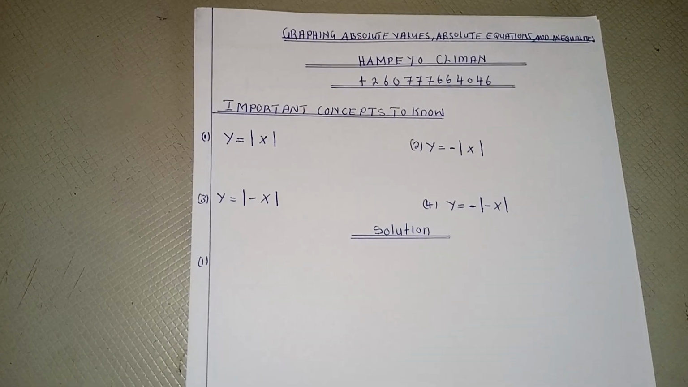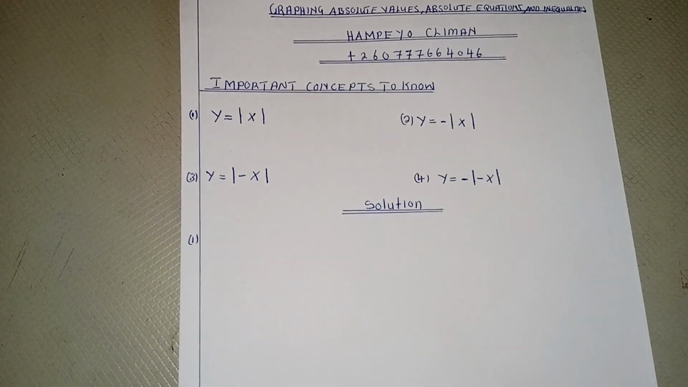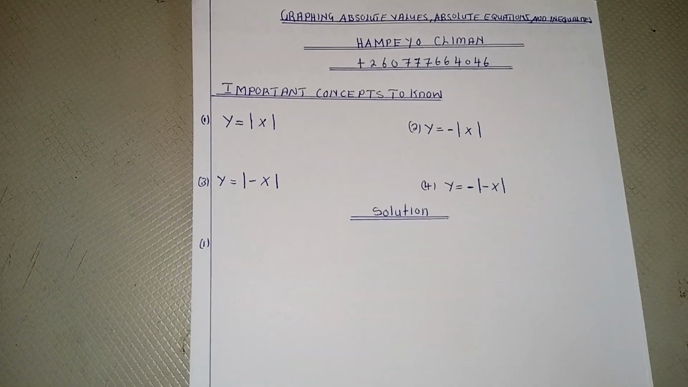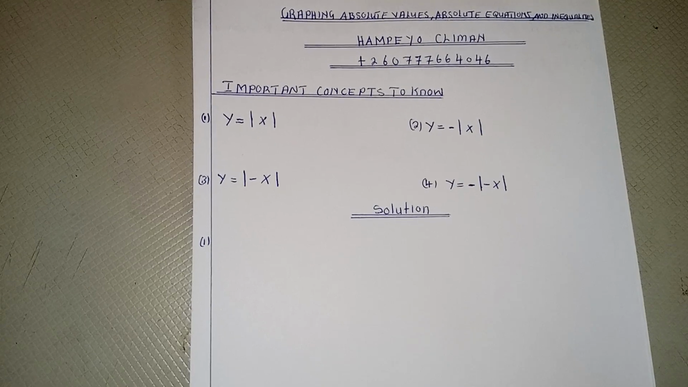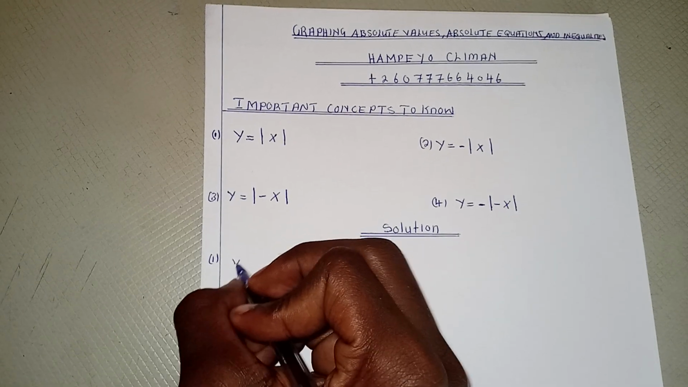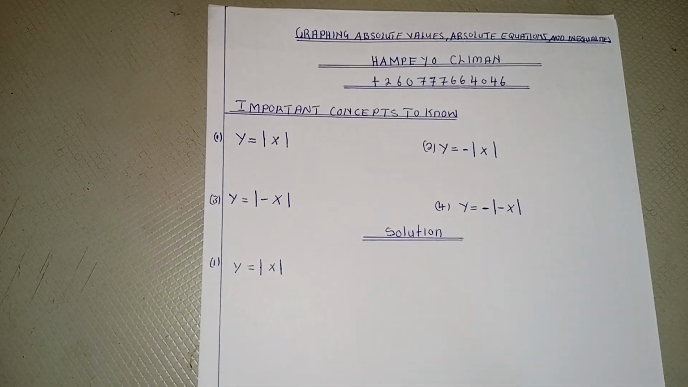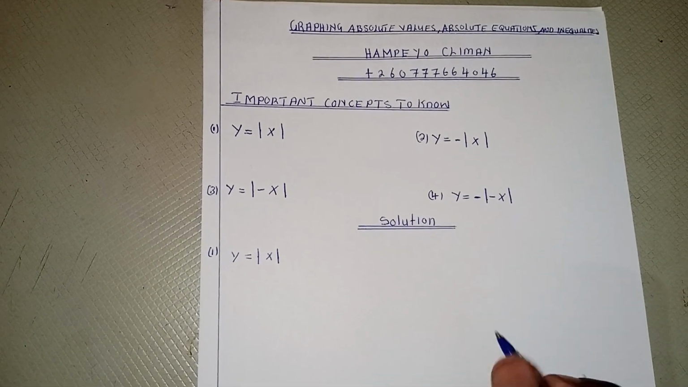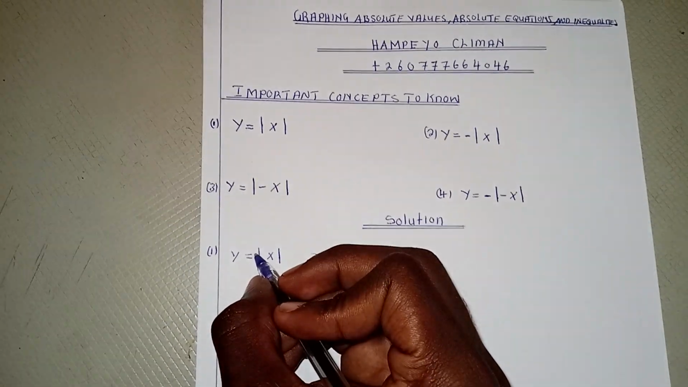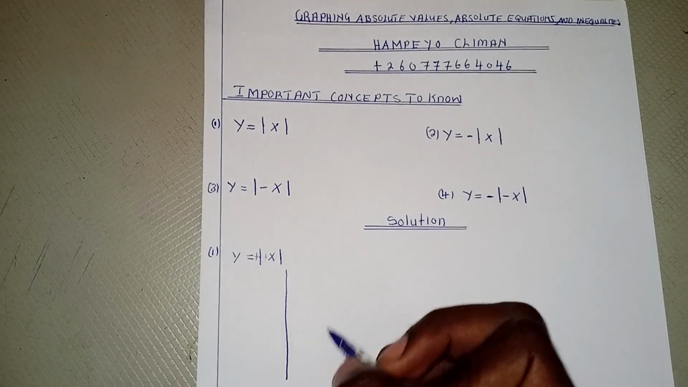Okay, so these are some of the most important concepts that you are supposed to know. The moment you get to know these graphs, then automatically you can graph any absolute value function that you are given. All right, so let's get started with the first one. We have been given y equal to the absolute value of x. Now they want us to graph this absolute function. When you are given something like this, remember the absolute value is positive, the x is also positive.